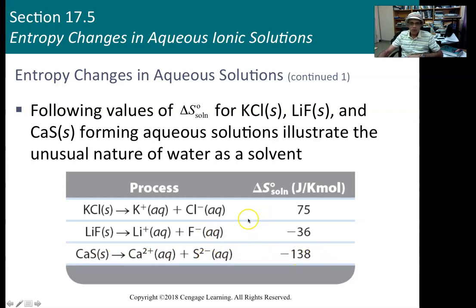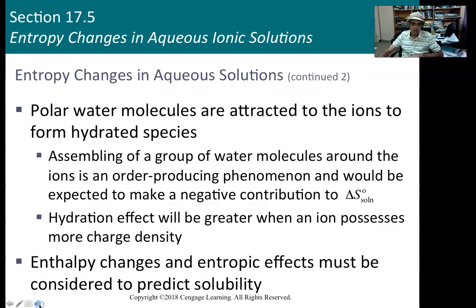So what is happening here in terms of the degree of the increase in the microstates, or the probability distribution? Let's look at that. Polar water molecules are attracted to the ions to form hydrated species.